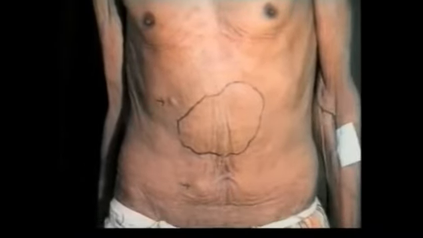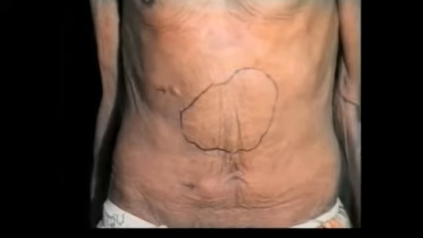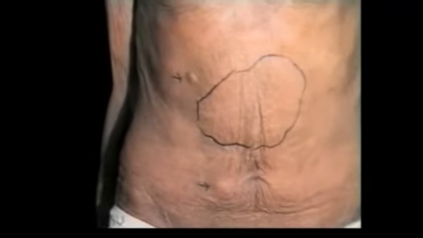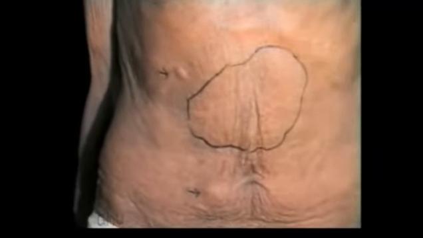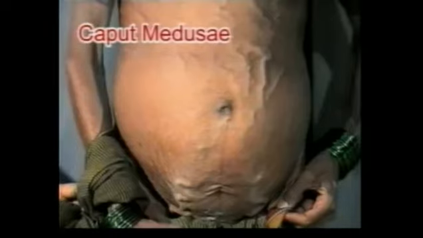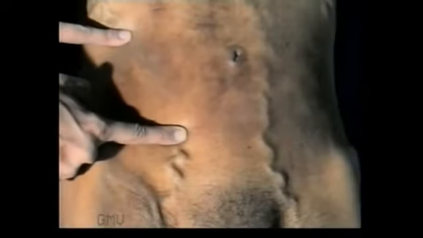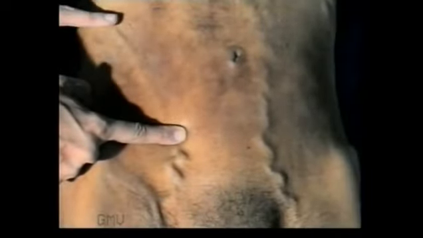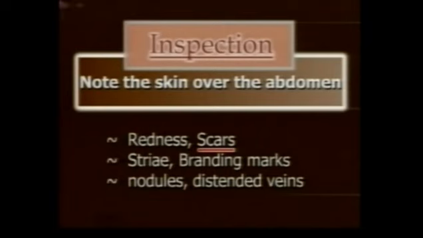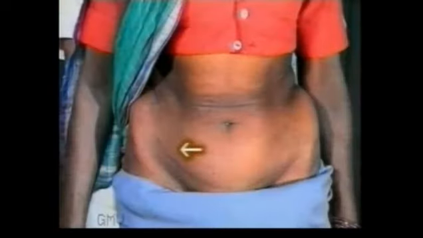Hard subcutaneous nodules, as seen in this case of carcinoma of stomach, indicate secondary spread of the malignancy to the skin. Dilated veins around the umbilicus with centrifugal flow suggest portal hypertension with caput medusae, while vertical femoroaxillary veins are seen in vena cava obstruction. If there is a scar of previous operation, ask the details about the nature of the previous operation. The scar itself will tell us many things.